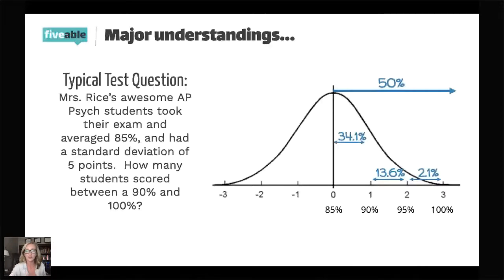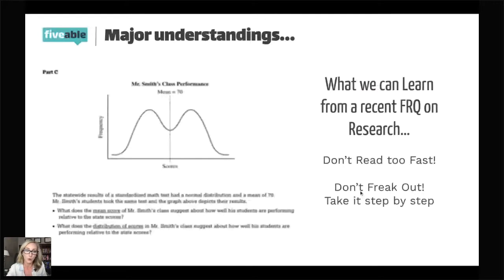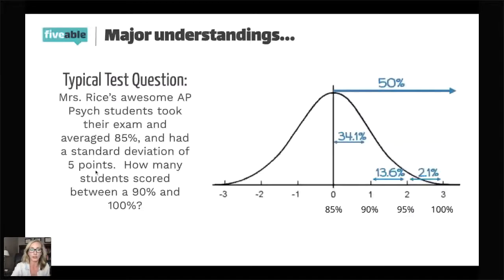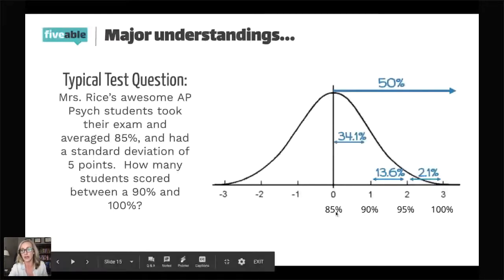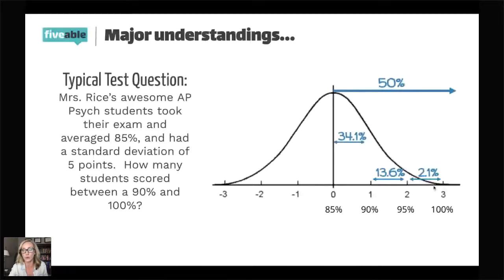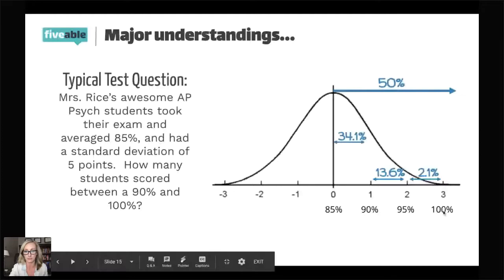Good. All right. So each jump here, one number increased, is worth, or equal to, 5 points. So this is one standard deviation, which means that it's worth the 5 points, because in our question here, it says the standard deviation is 5 points. So we jump 5 each time. So it would be 13.6 plus the 2.1 would be how many students scored between 90% and 100%.